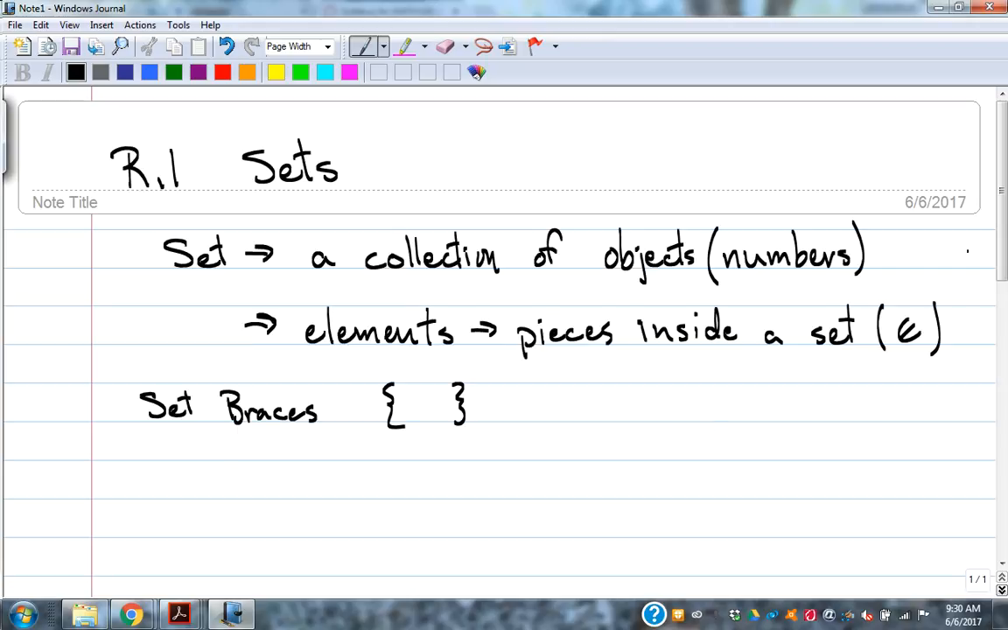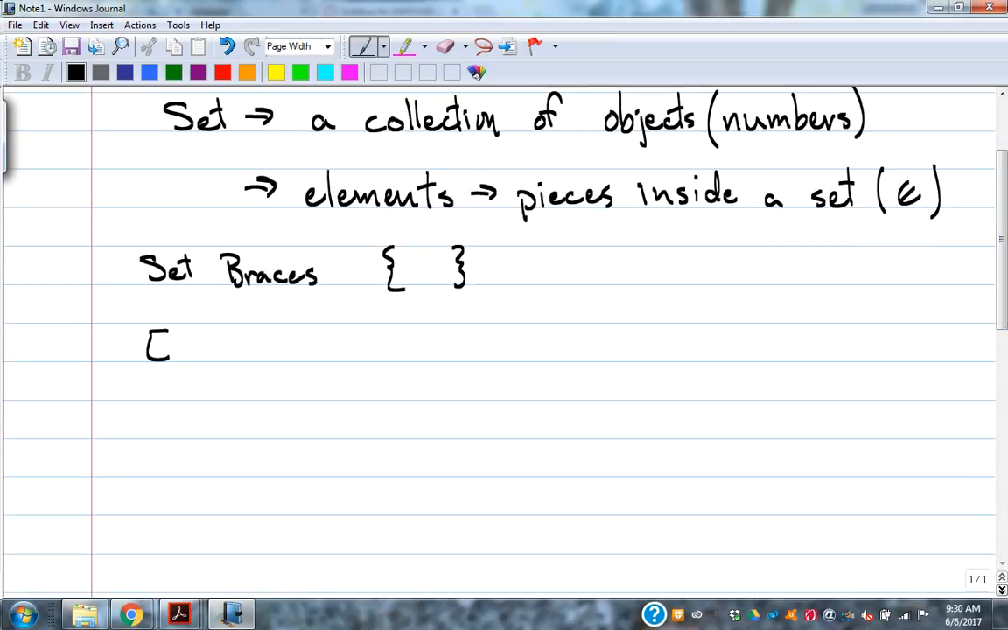So an example of a set might be a set of numbers, 1, 2, 5, and 7. That's a set. And we might name that set set A. And we just say A equals this set.